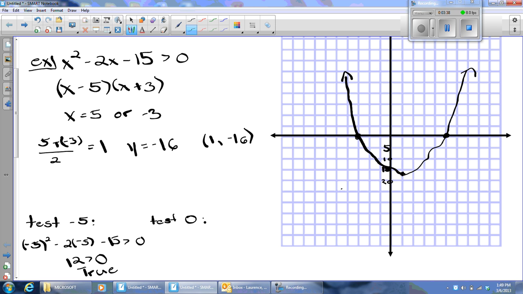So when the statement is true, we're going to shade the region that the point was from. So this point was from outside of the parabola. So we are going to shade the outside of the parabola. So all of this is going to be shaded.